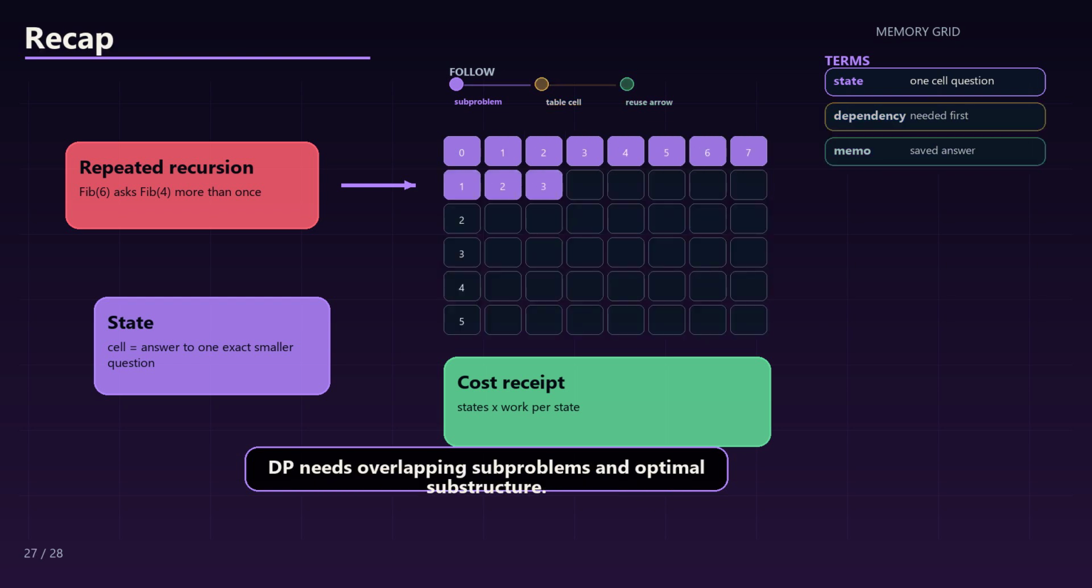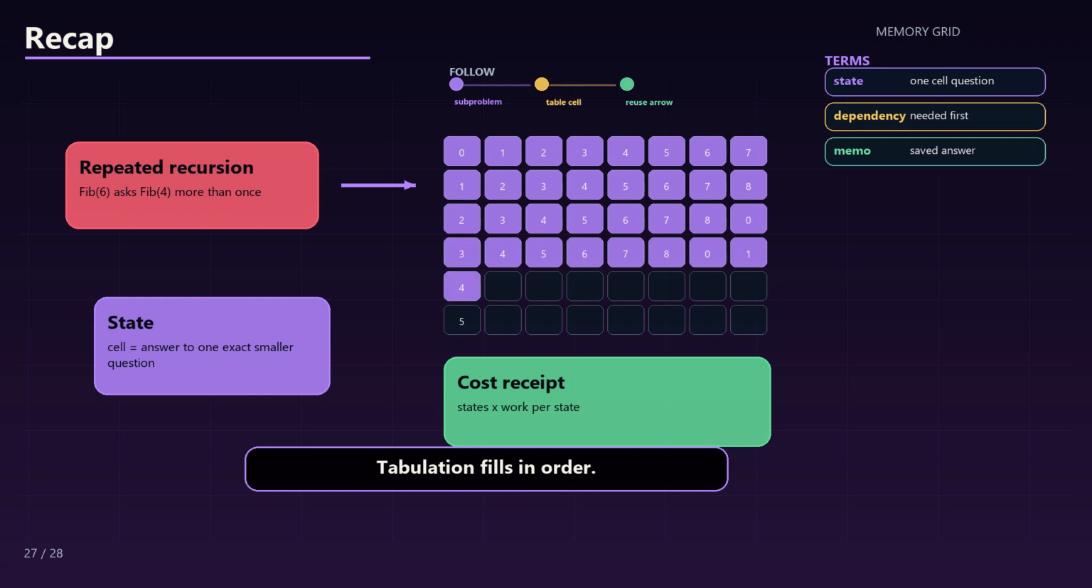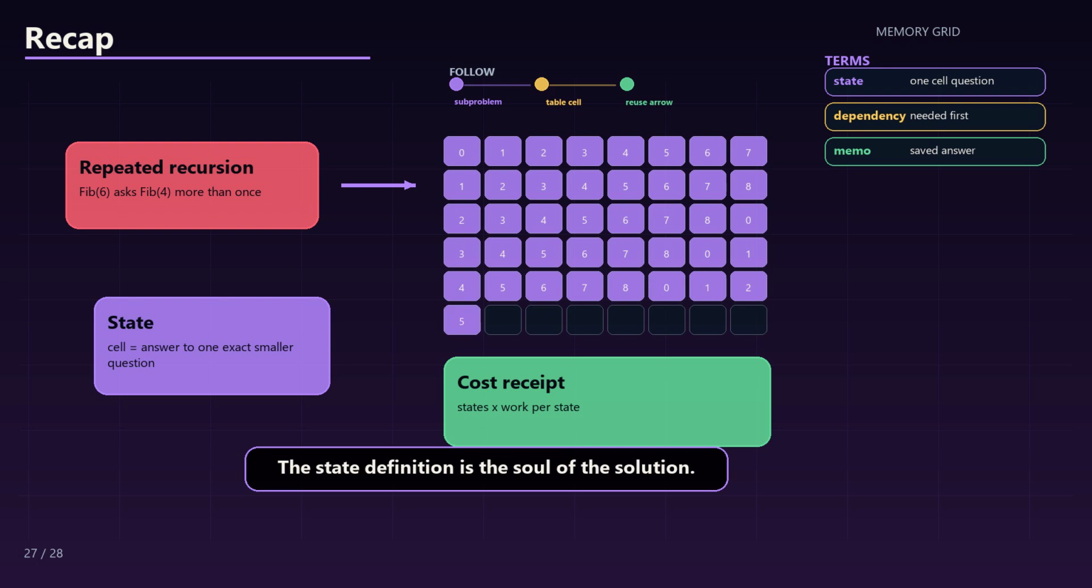DP needs overlapping subproblems and optimal substructure. Memoization saves on demand. Tabulation fills in order. The state definition is the soul of the solution.